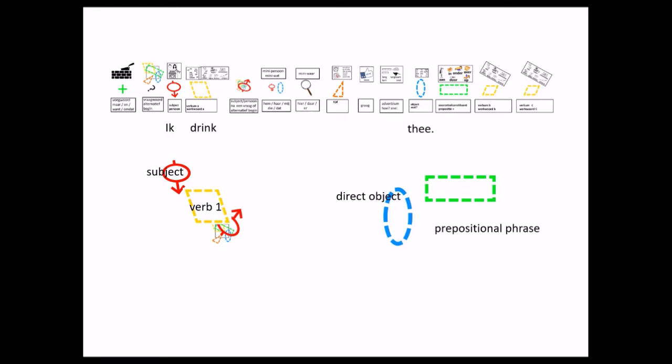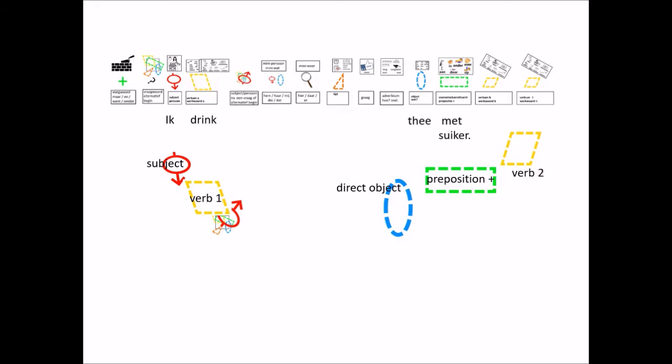There is the prepositional phrase. For example, ik drink thee met suiker. I drink tea with sugar. A second verb. Ik wil thee met suiker drinken. I want to drink tea with sugar. Time. Ik ga straks thee met suiker drinken. I will have some tea later on.